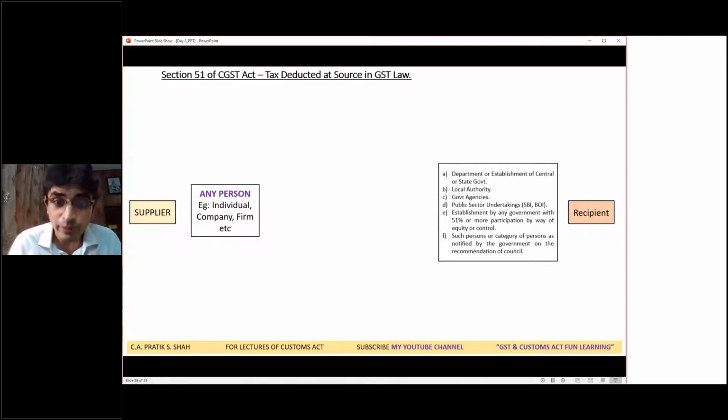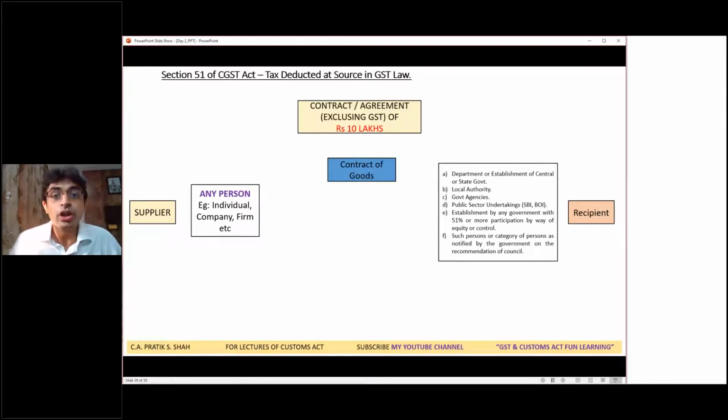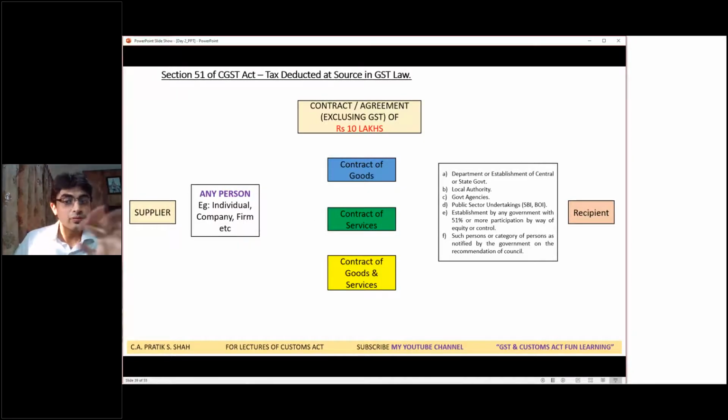Or any notified person which will be notified in future by the government. So who is a supplier? Any person. Who is the recipient? In short, government or PSU. There is a contract between us, say rupees 10 lakh. Contract is of goods. Contract could be of services, or of goods and services both.